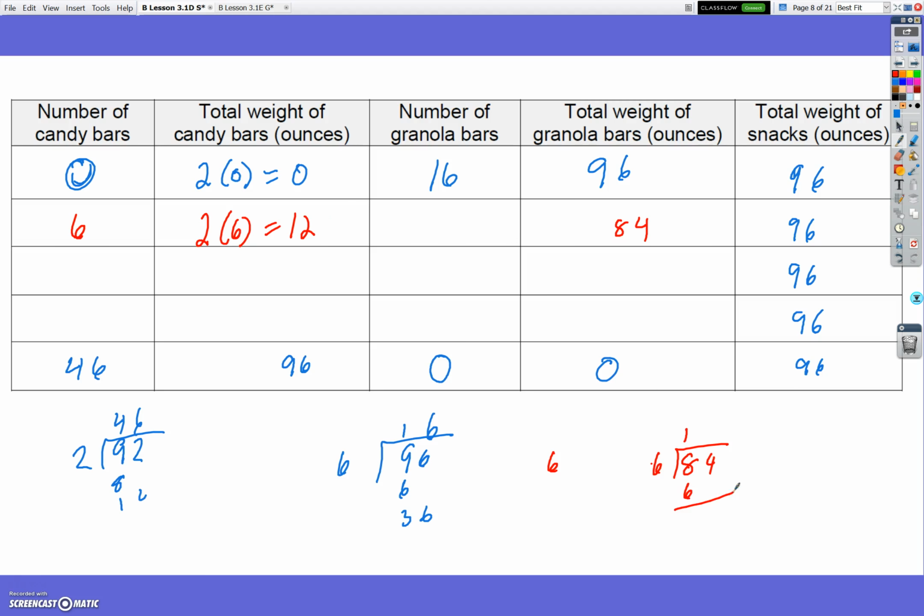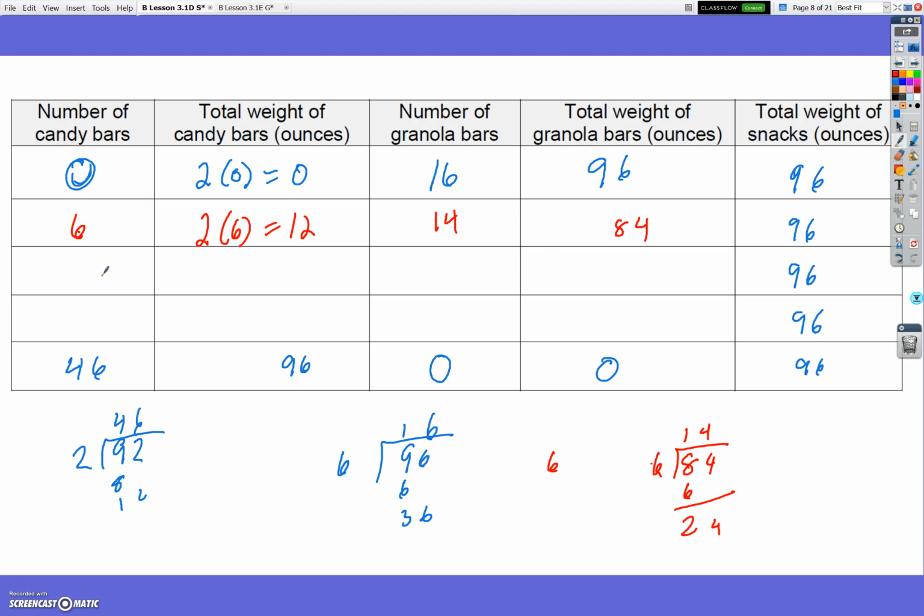1 times 6 is 6. 8 minus 6 is 2. Bring down the 4. 6 goes into 24 4 times. So that means here is another possibility. I can bring 6 candy bars and 14 granola bars.